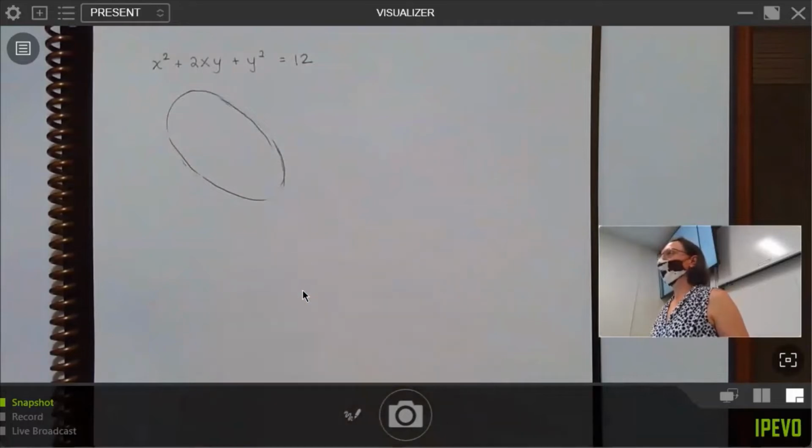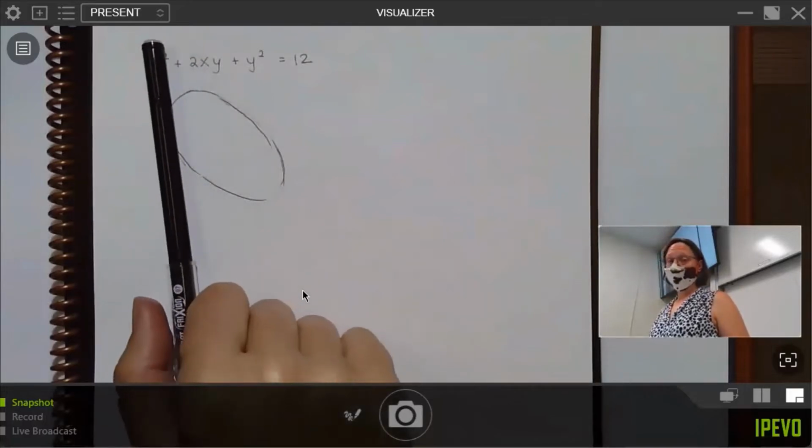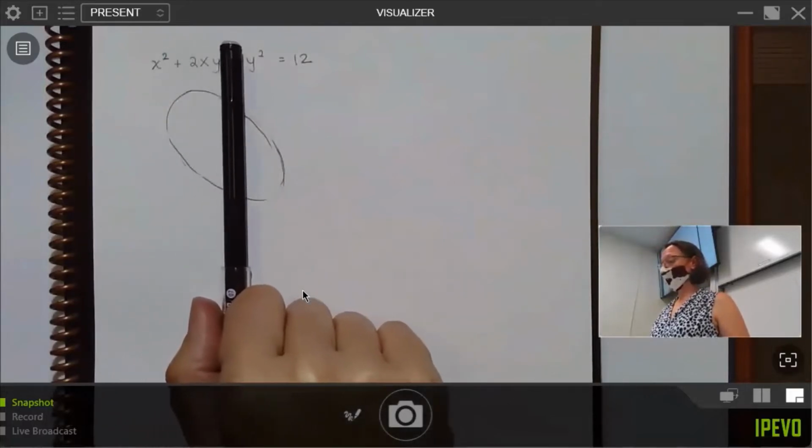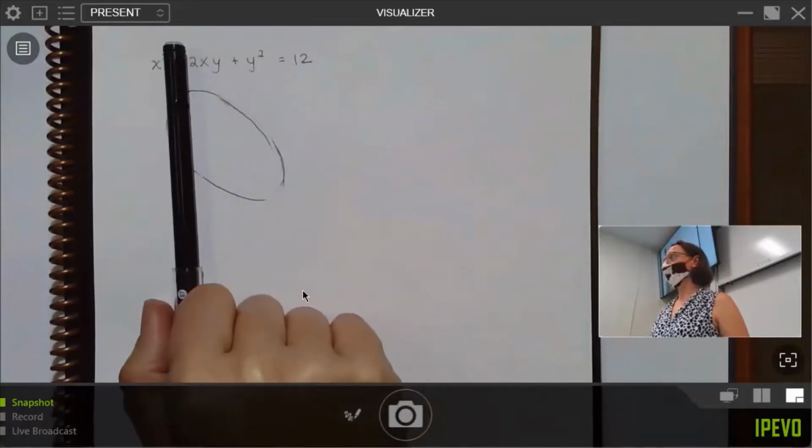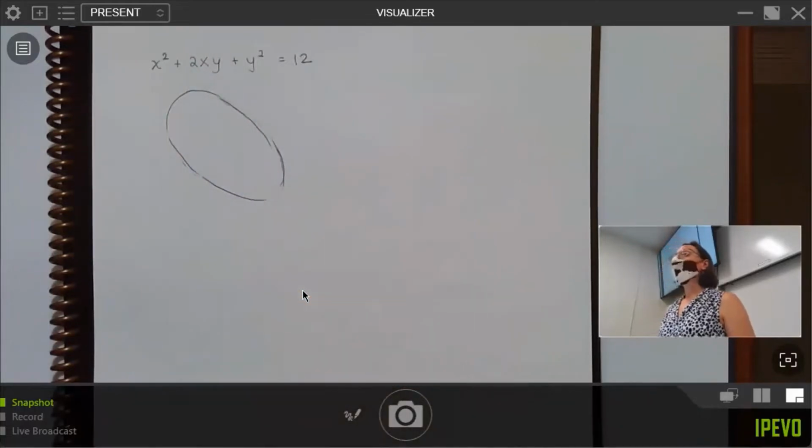Is that a function? How do you know it's not a function? Totally. If I throw vertical lines on there, they're hitting the curve twice. So it's not actually a function. But it's not like some crazy shape.